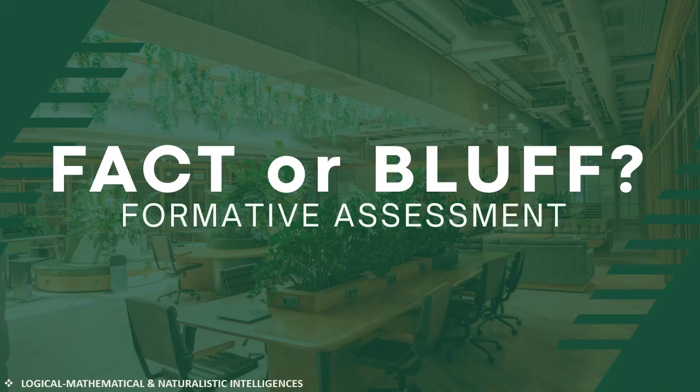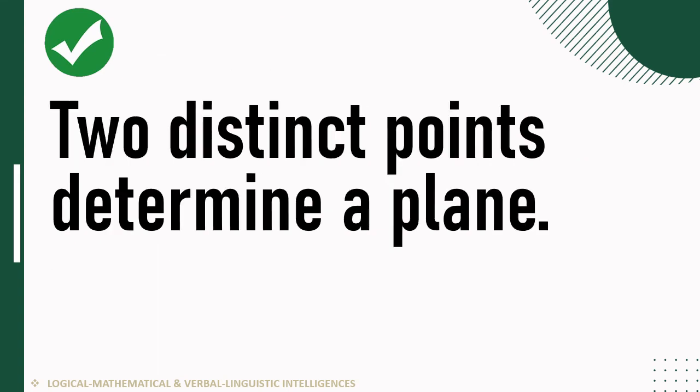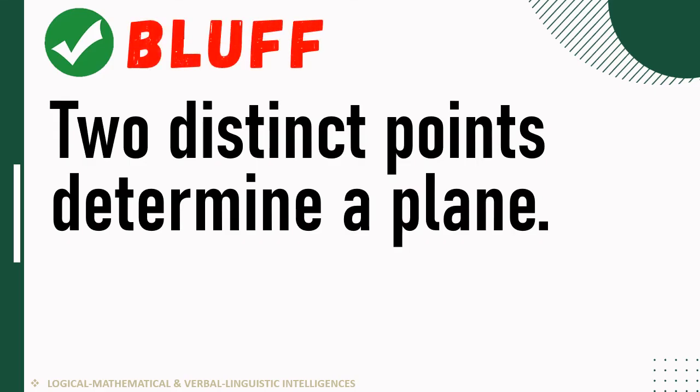Now for our short activity, you can pause the video for a while and then answer. You are going to answer fact if the statement is correct all the time, and bluff if the statement might be false sometimes or might be true only sometimes. Points that lie on the same plane are coplanar. It's a fact. Next, two distinct points determine a plane. It's a bluff. We cannot create a plane having 2 points only.